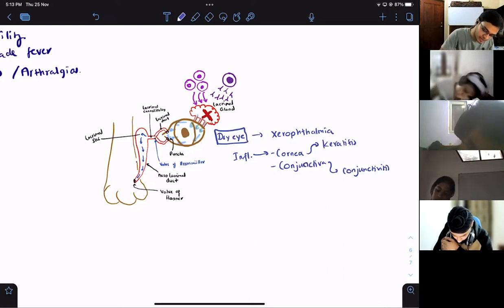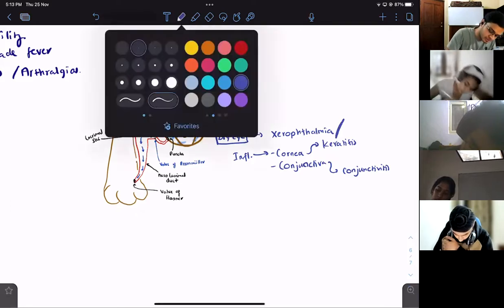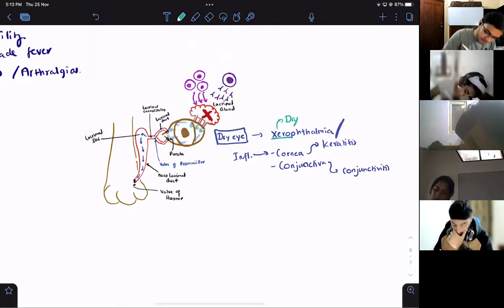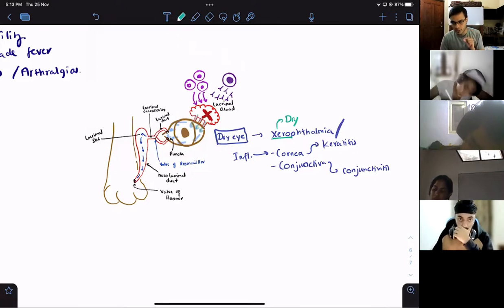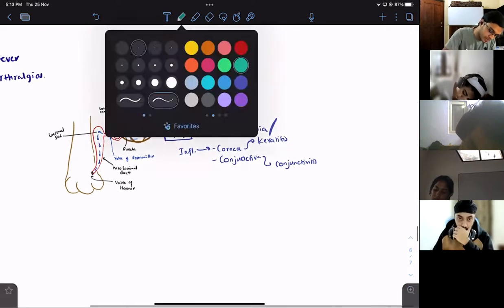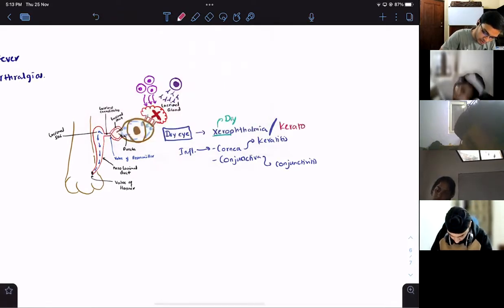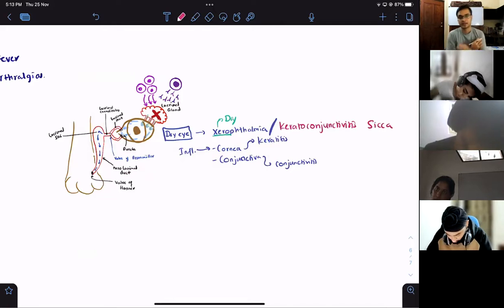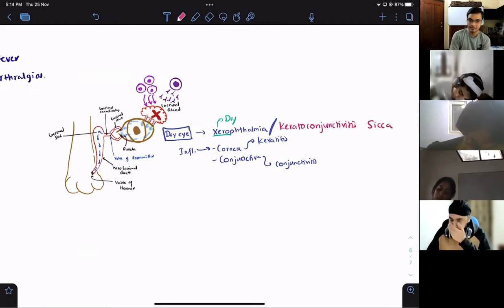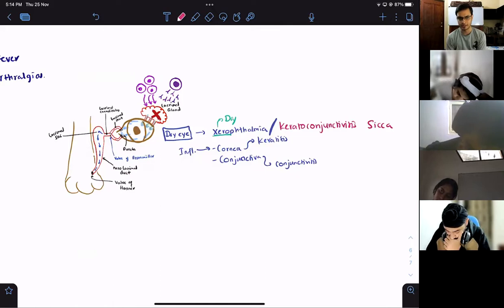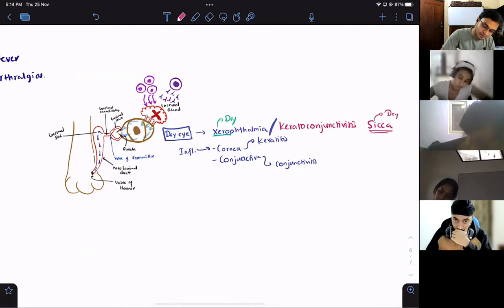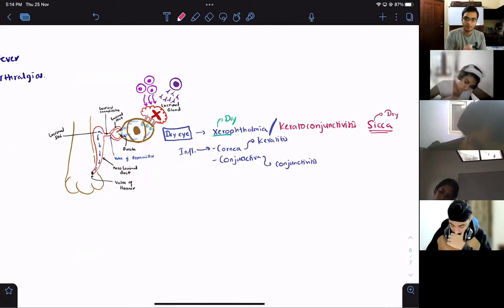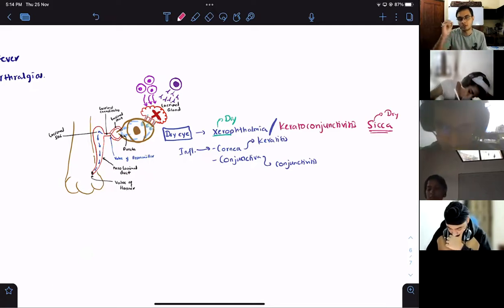Therefore, what is another name? One name is xerophthalmia. What is the xero part? It means dry. Another word commonly used for this dry eye is keratoconjunctivitis sicca. Why kerato? Cornea involvement. Why conjunctiva? Conjunctival involvement. Both inflammation, itis. What is sicca? Sicca means dry. So xerophthalmia and keratoconjunctivitis sicca both mean the dry eye.